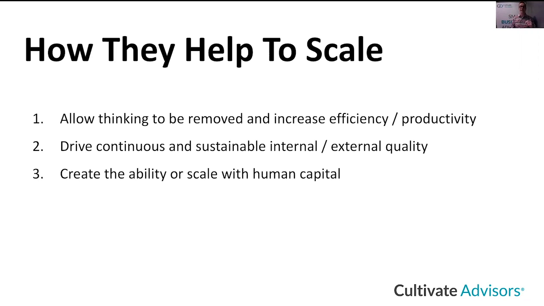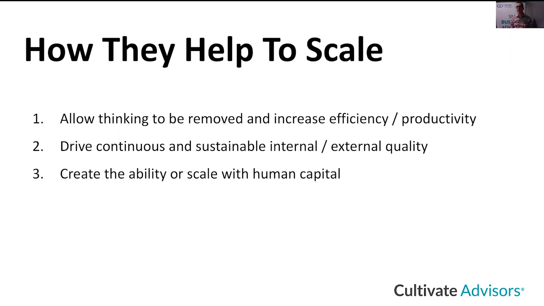The next one here is how to create the ability to scale with human capital. Again, hiring people can be difficult, and so commonly I hear this phrase from most business owners: I wish there was just like 10 of me. I just need 10 of me. I need to duplicate myself. I know I felt that way myself. Well, systems are what allow you to do that.